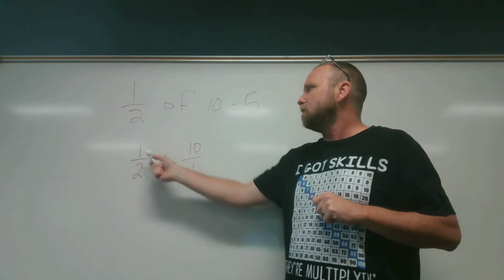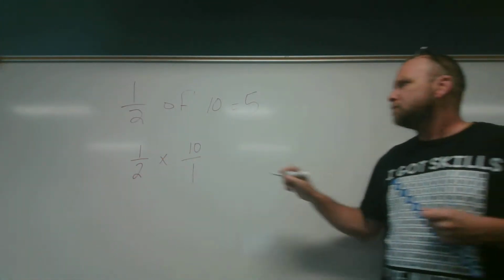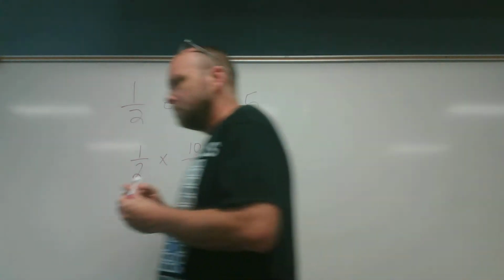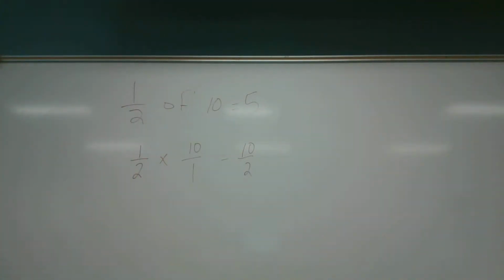So, JJ, 1 times 10 is? 10. 2 times 1 is? 2. Well, wait a minute. Mr. McMurdo, you just told us those things were the exact same thing. Jason, why aren't they the exact same thing?